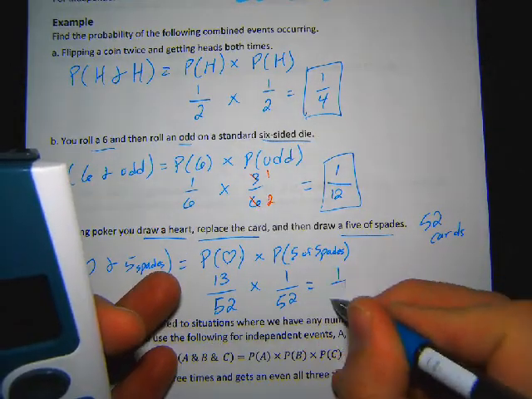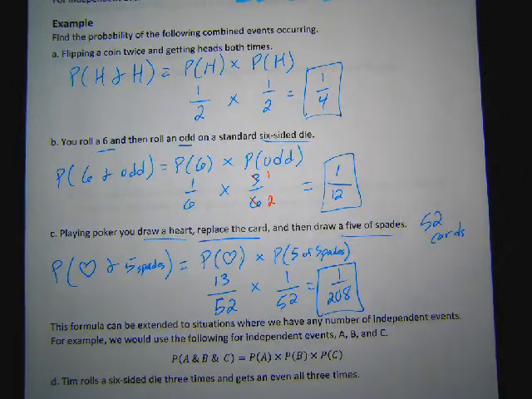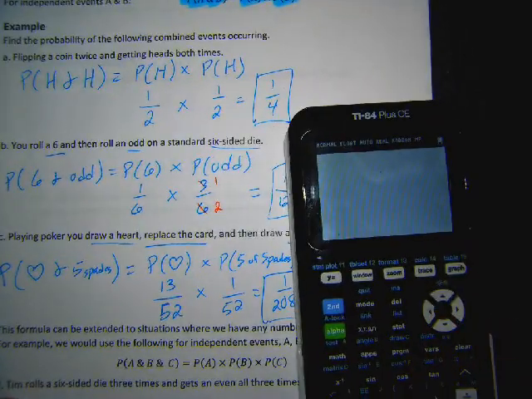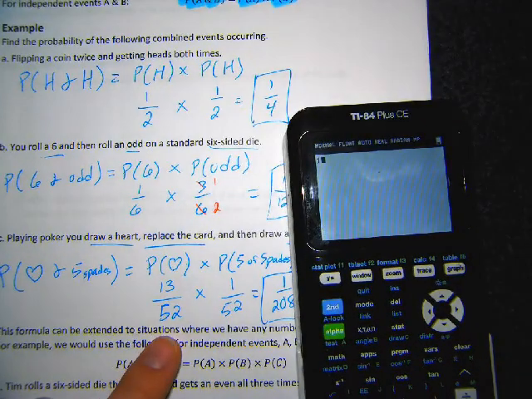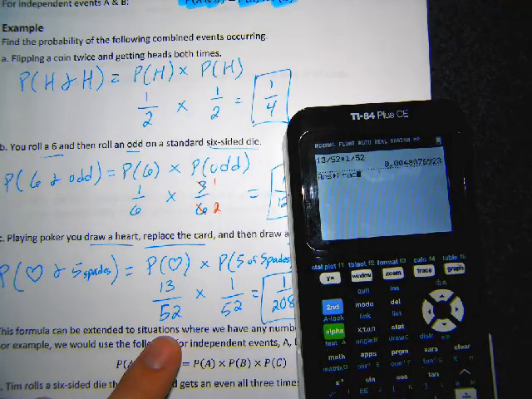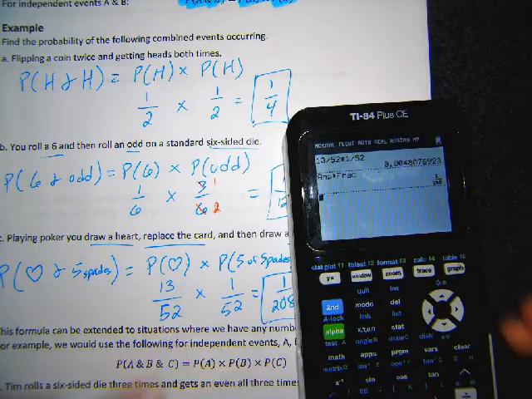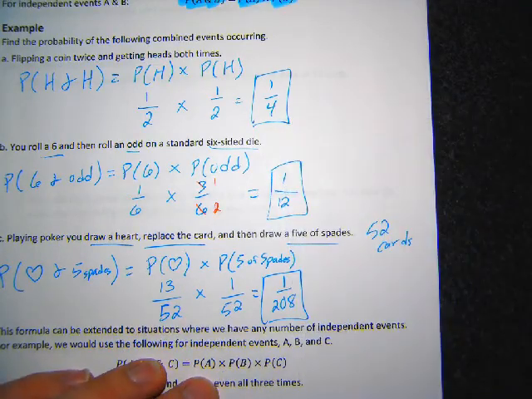It's 1 over 208. If you had not used the fraction button, or maybe you have a T84, typed with divisions, it might look like this. So you do 13 divided by 52, and you multiply that by 1 divided by 52, and you get a decimal, but you can hit the math button, turn it back, and go fraction, and it'd still be 1 over 208. So that's something you could do. Again, these should be simplified.